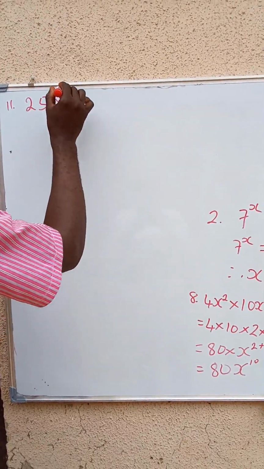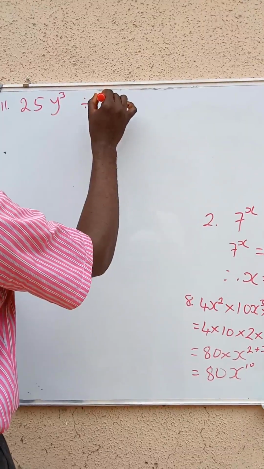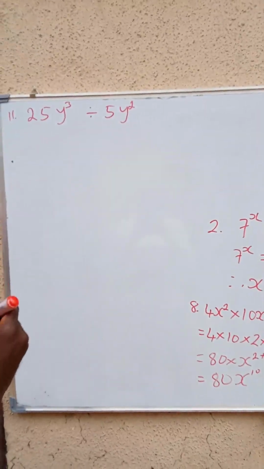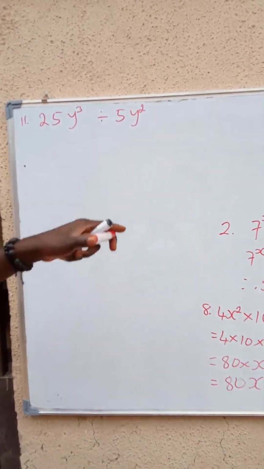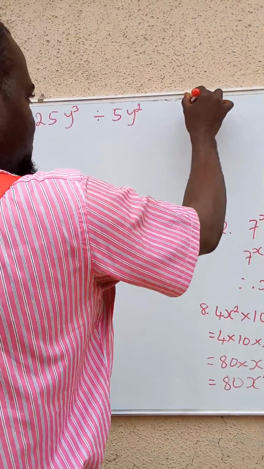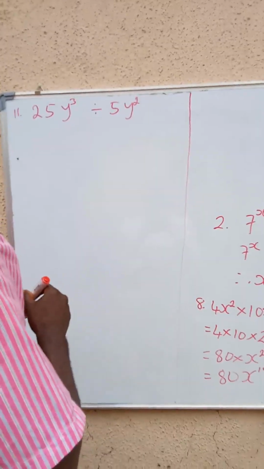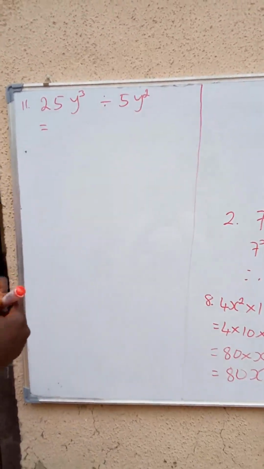25y raised to the power of 3 divided by 5y raised to the power of 2. Now listen. On the solution part, what I'll do here is very simple. Let me draw this here so that you can see. Now in this case, it's like this. There are two ways to do this.